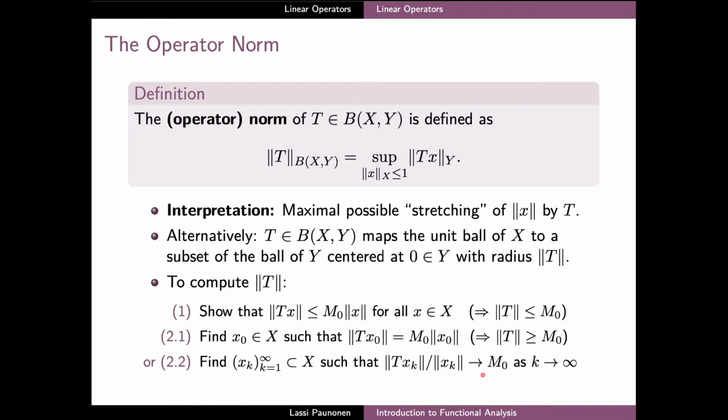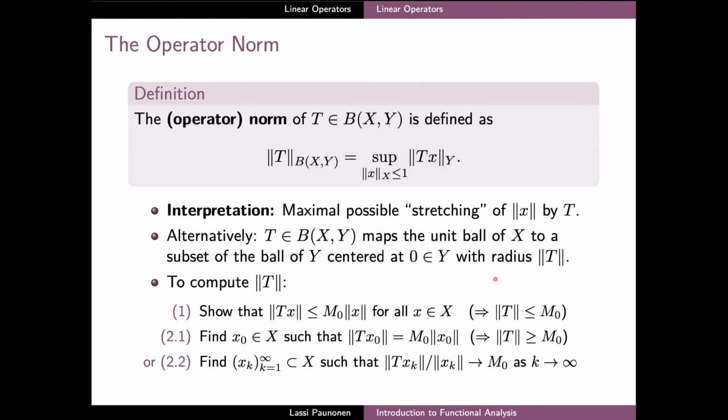And this second option is required on infinite dimensional vector spaces because the supremum in the definition of the operator norm is in general not achieved as a maximum. This can even happen in the case of quite simple operators.